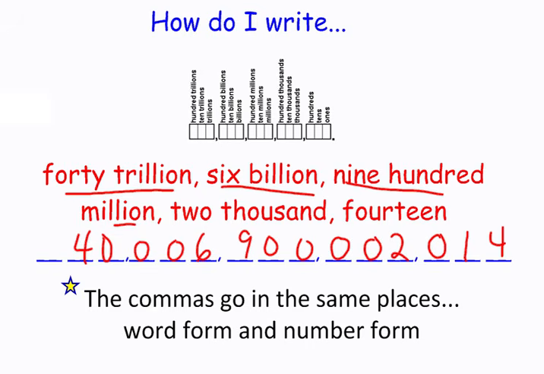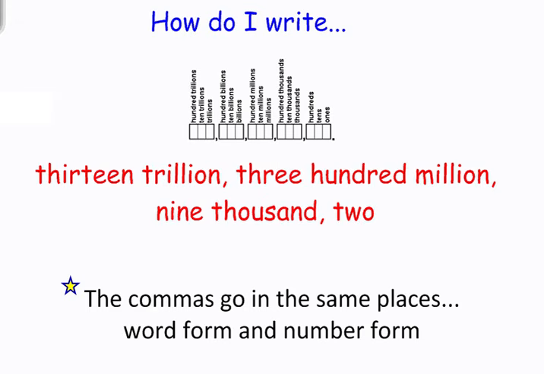And you could put one in the front if you want to. You don't really need it there, but it doesn't change the value of the number. Now that was a pretty easy example. Let's do another one that's a little bit trickier. 13 trillion, 300 million, 9,002.